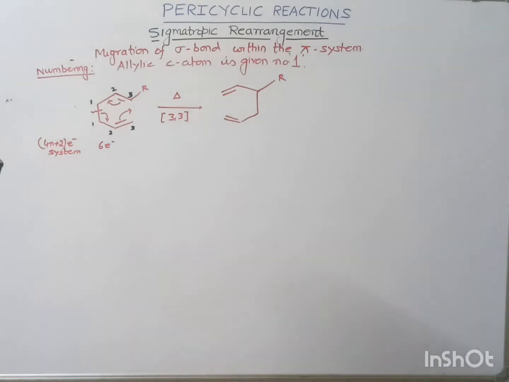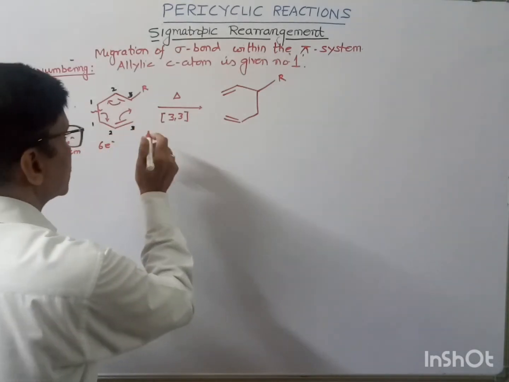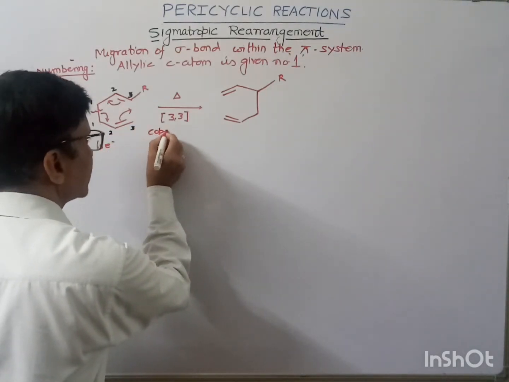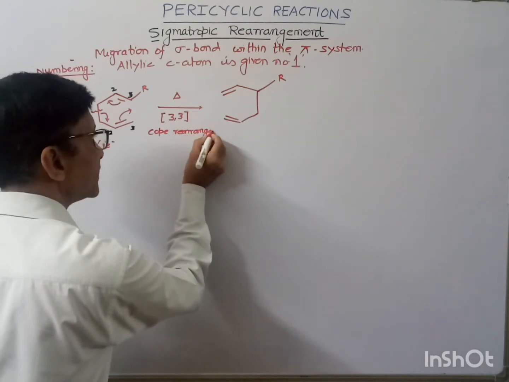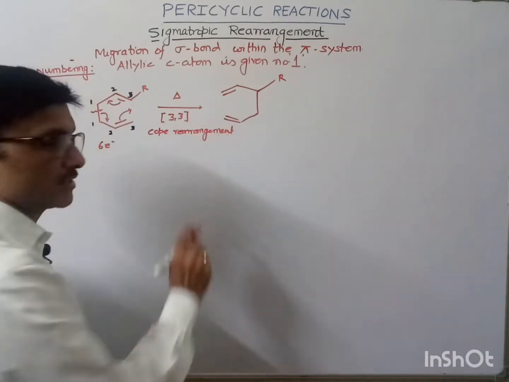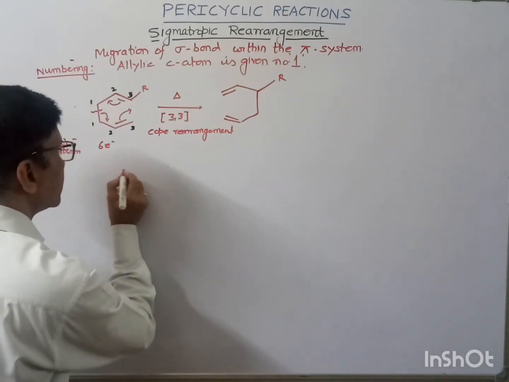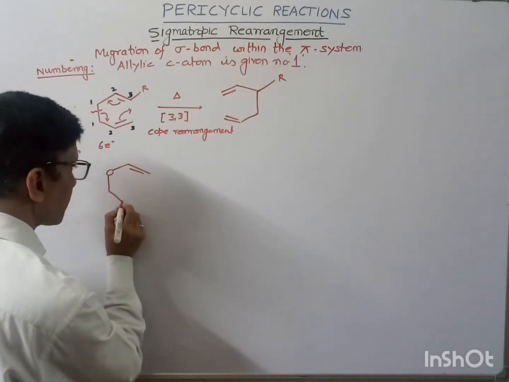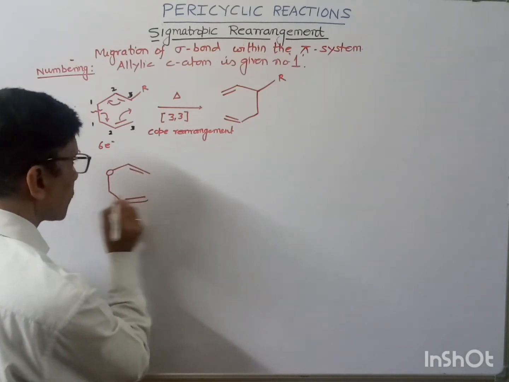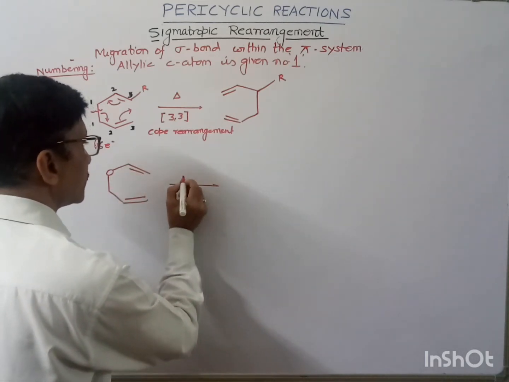Now, what is the name of this reaction? This is an example of the Cope rearrangement actually. So we will see later on more about this Cope rearrangement with many examples. We will see after this lecture. Now in the same way, we may write another one. Suppose so. Now what about this one?